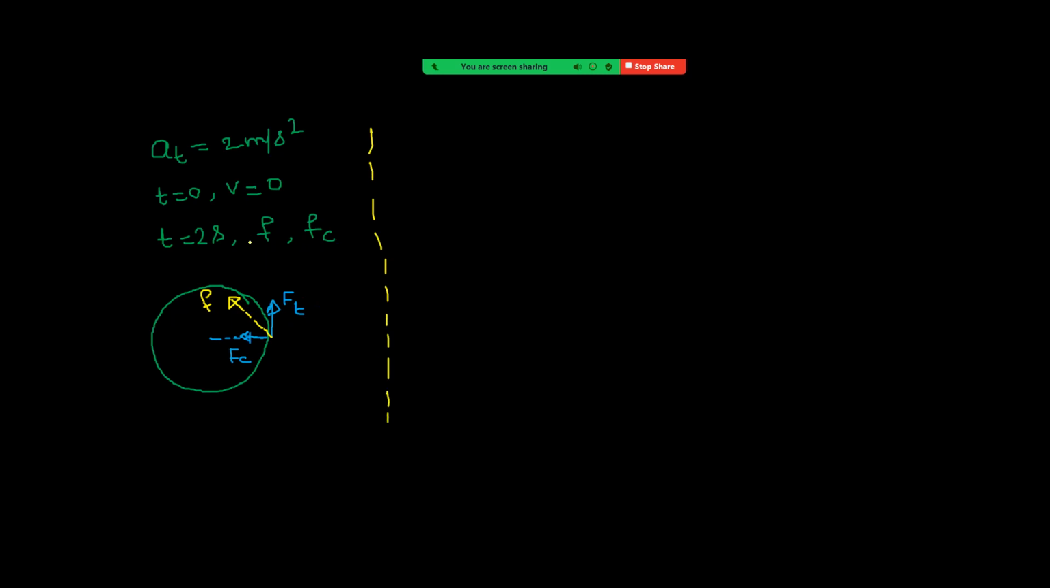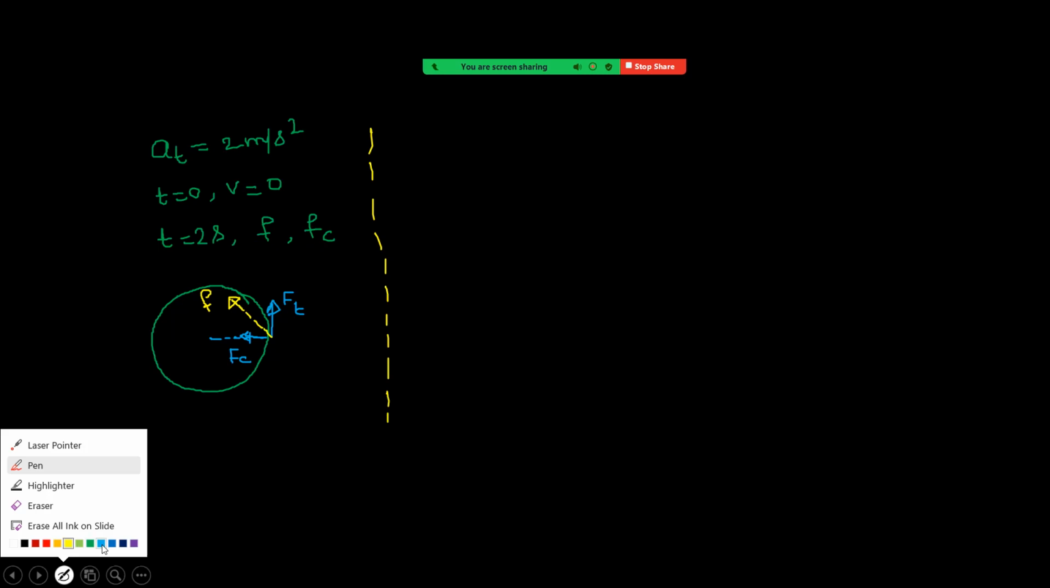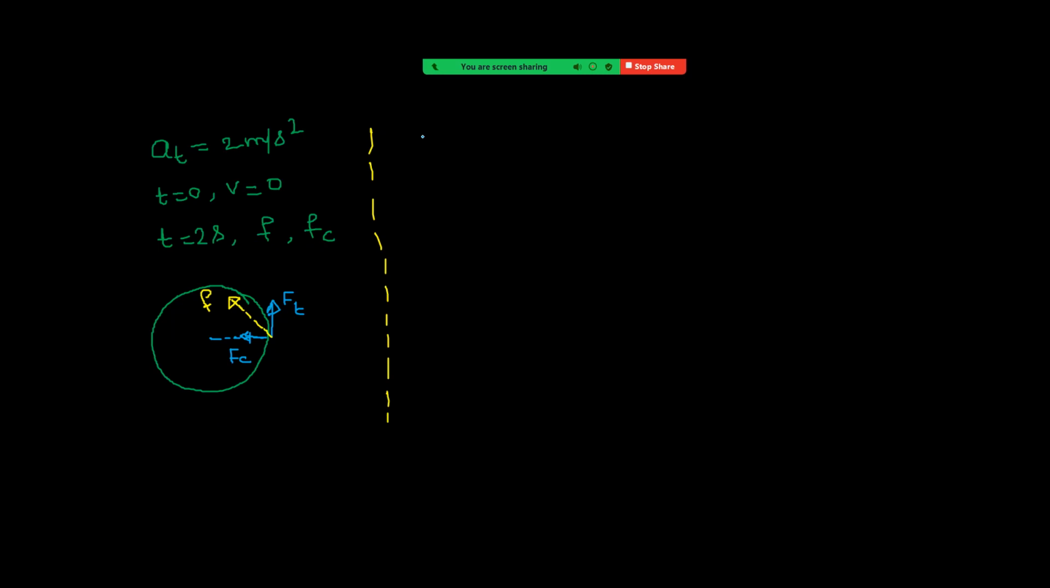First, centripetal force when t equal to 2 seconds. Centripetal force equal to mass into centripetal acceleration, right? Centripetal acceleration is v square by r, right? And r value is given, I think r is given 1, right? R equal to 1 meter. So taking r value as 1, it is mv square by r. And mass is given 2 kg.